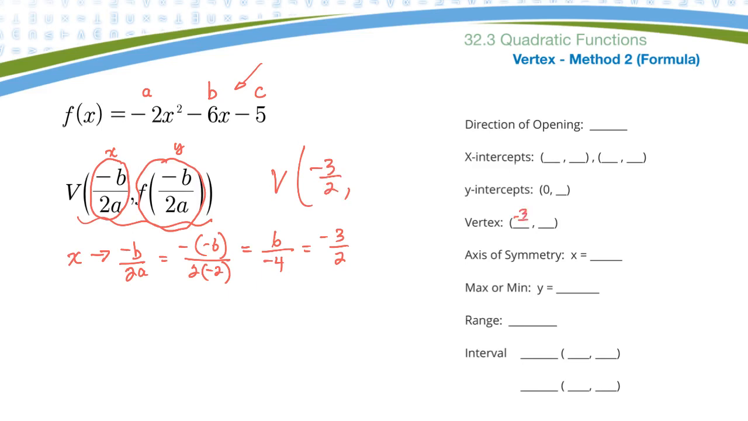Over here, negative 3 halves. Axis of symmetry, negative 3 halves. Now, if I want to know what the y-coordinate of the vertex is, I do this. So I figure out the value of the function when I plug in a minus 3 halves everywhere I see an x. So it's minus 2 times minus 3 halves squared, minus 6 times minus 3 halves, minus 5.